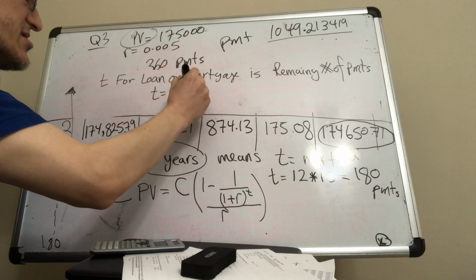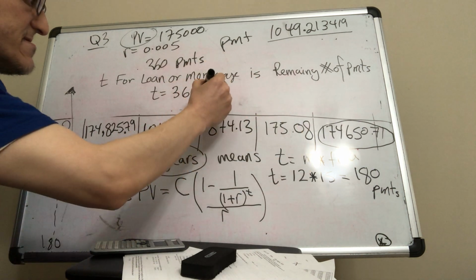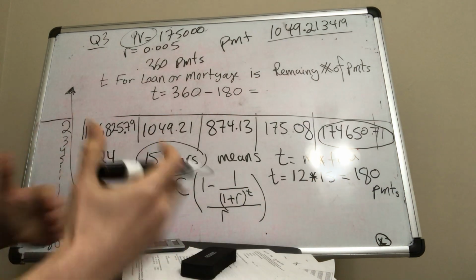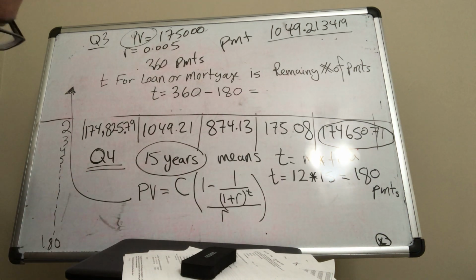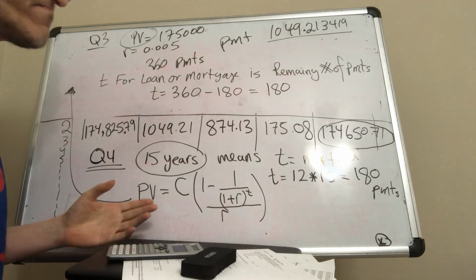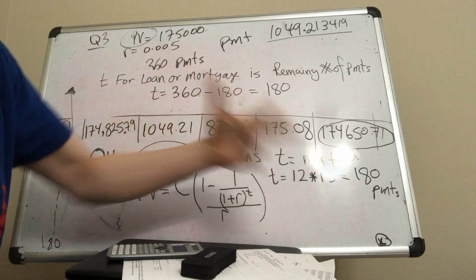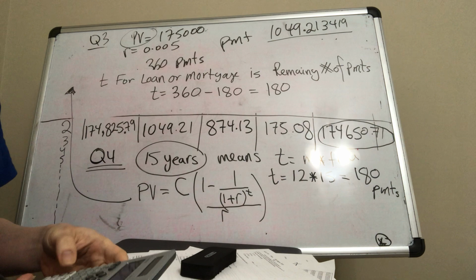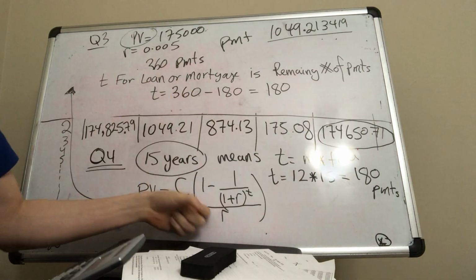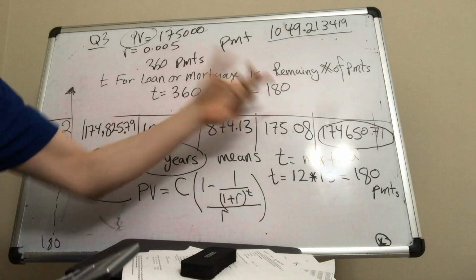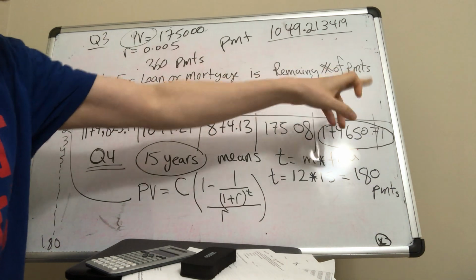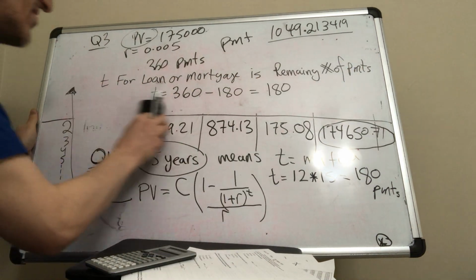So if we know that altogether there are 360, and we're looking after 180, so how many payments are left if we made 180 payments? It will be 180. But the 180, it's not because this is 180. So let's say that they want the balance after 5 years, so 12 times 5 would be 60. So your T that you're going to plug here would be 360 minus 60, which is 300. So you need to remember T is the remaining number of payments.